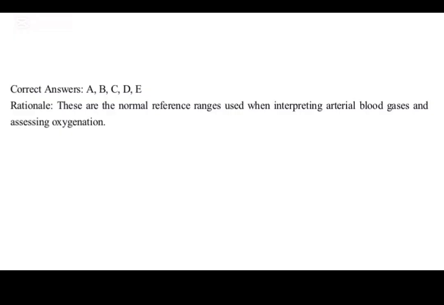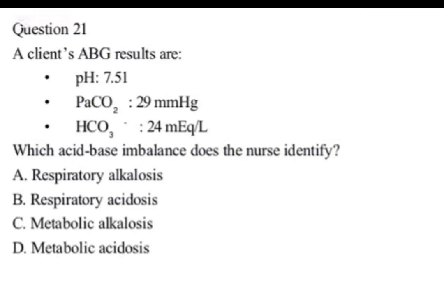Correct answers, A, B, C, D, E. Rationale: these are the normal reference ranges used when interpreting arterial blood gases and assessing oxygenation. Question 21. A client's ABG results are: pH, 7.51. PaCO2, 29 mm of mercury. HCO3, 24 milliequivalent/L. Which acid-base imbalance does the nurse identify?